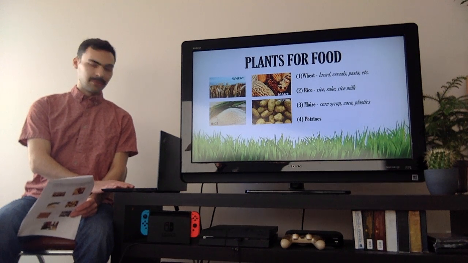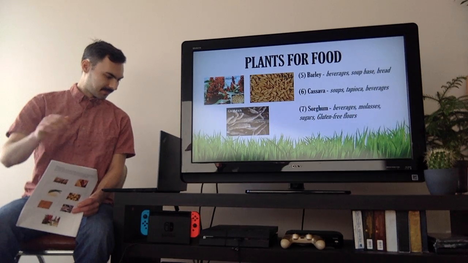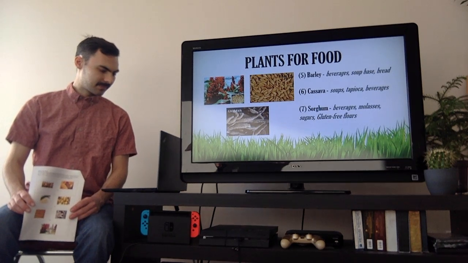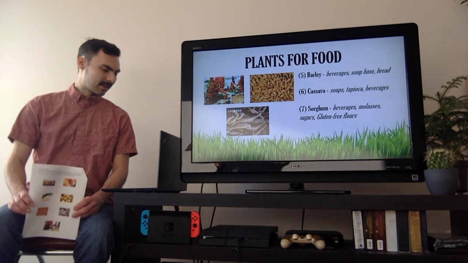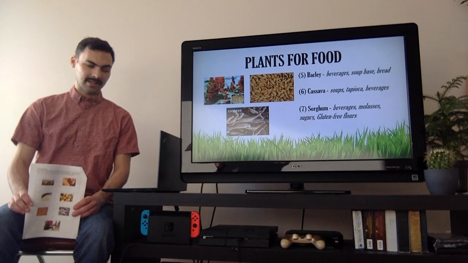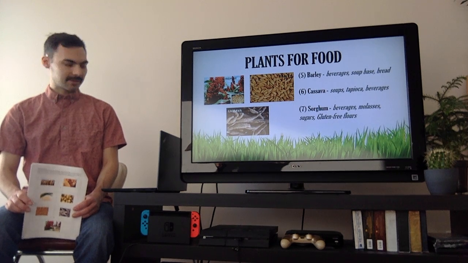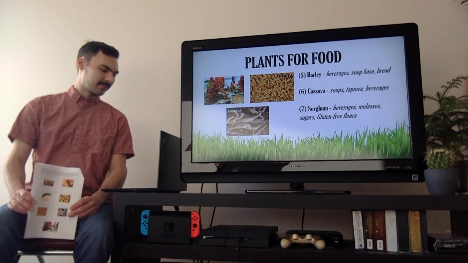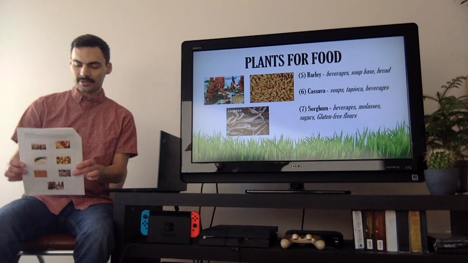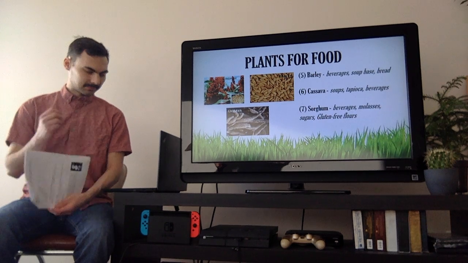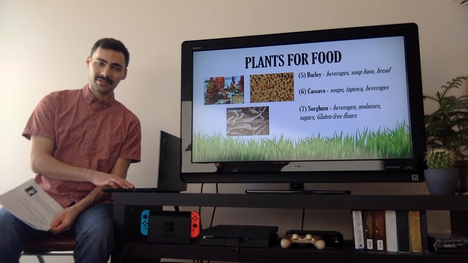Potatoes, you can bake them, you can make starches from them, you can make your French fries. Barley can make beverages, soups, and bread. Cassava, I think I'm saying that right, cassava makes a lot of soups or tapioca or beverages. And sorghum, you make beverages, molasses, sugars, and gluten-free flours. I'm just going to do a couple more slides here and then we'll pause this video and we'll continue this on tomorrow.